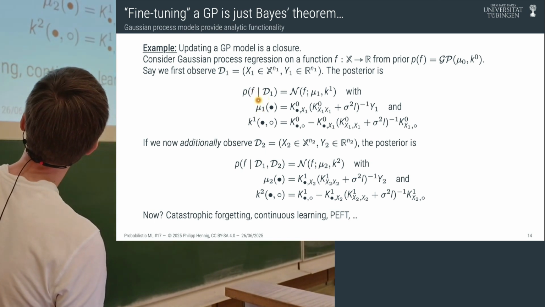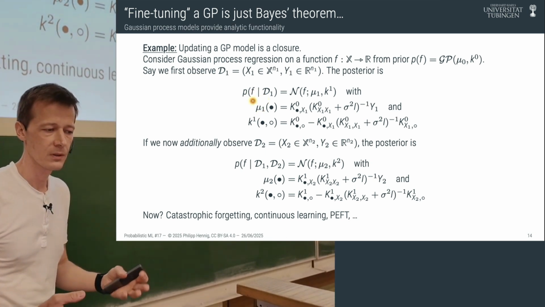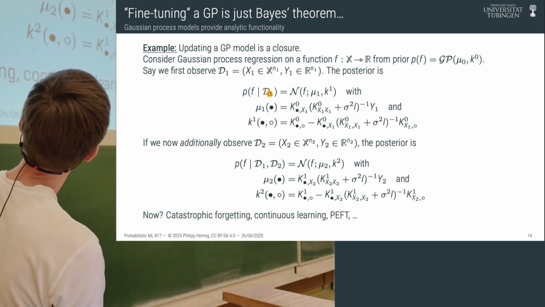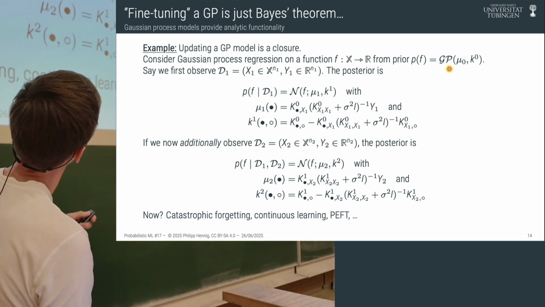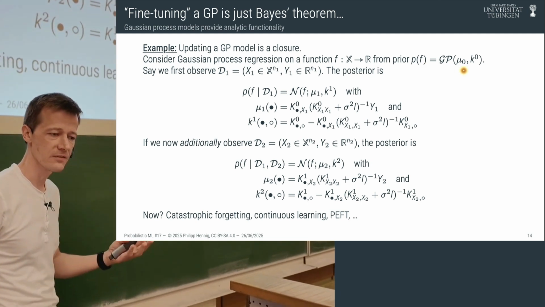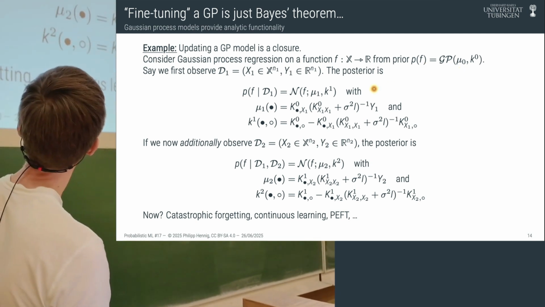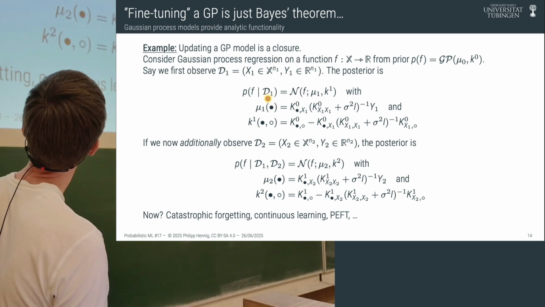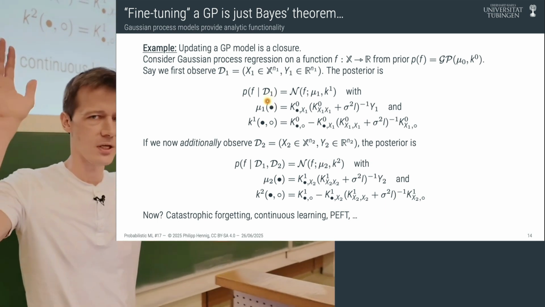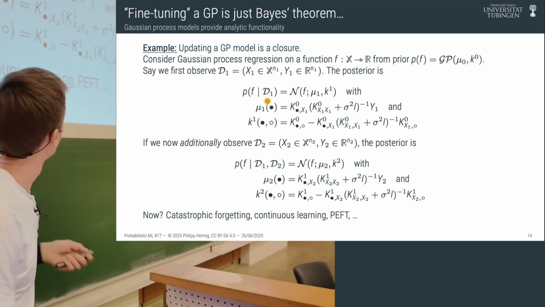If I'm doing Gaussian process regression, just to remind you of the notation, with a first data set D1, I'll start with a Gaussian process prior over a function f that has a mean function and a covariance function. And now I get data that is a first data set, whatever. I'm going to train my foundation model, right? So I get some data set.